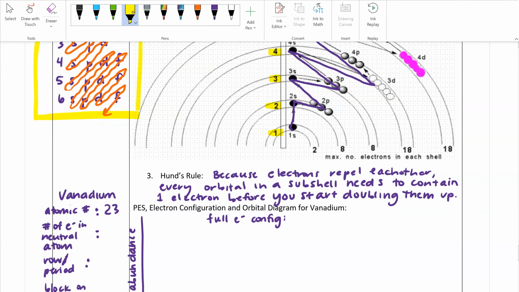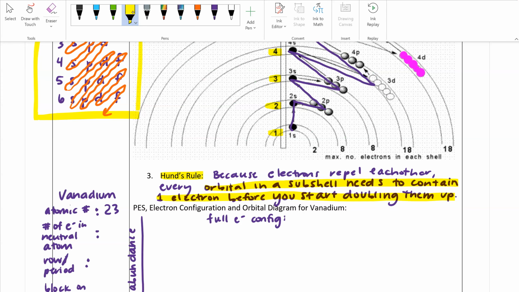So then we're at Hund's rule. Because electrons repel each other, every orbital in a subshell needs to contain one electron before you start doubling them up. So we're not going to pair electrons together until every orbital has one electron.